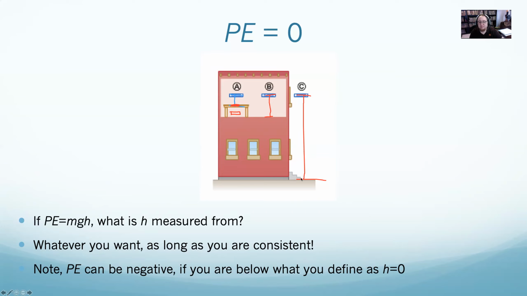I recommend always labeling your lowest point as 0. If your lowest point is 0, you never have to worry about being negative. It makes life easier.